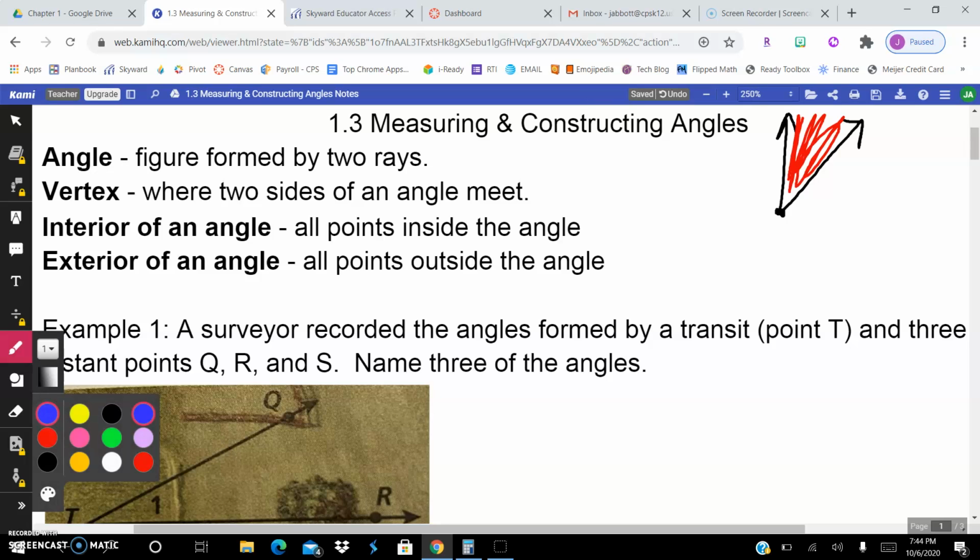And the exterior of the angle is all the points outside. So anything that lies out here is exterior. It's outside the angle.